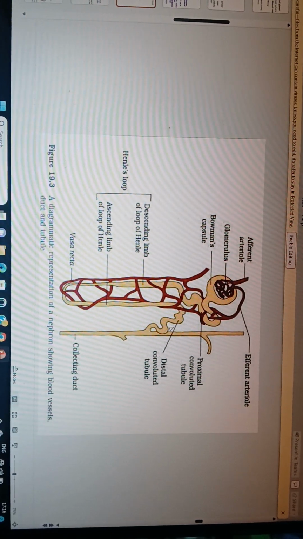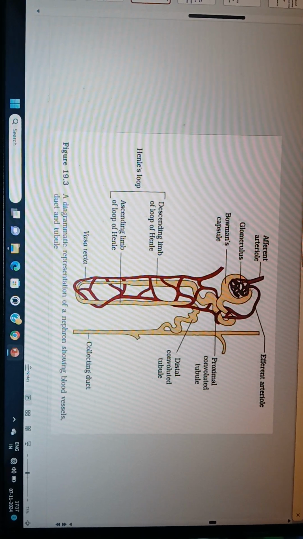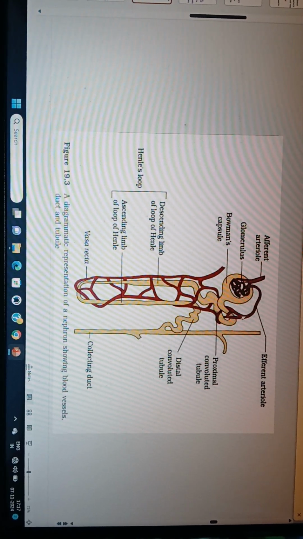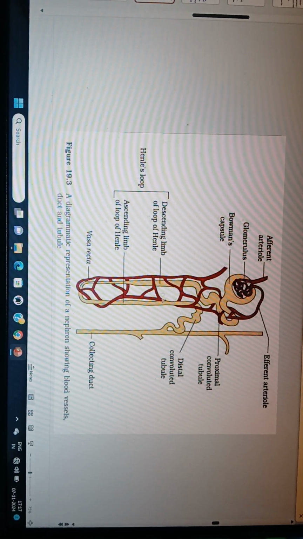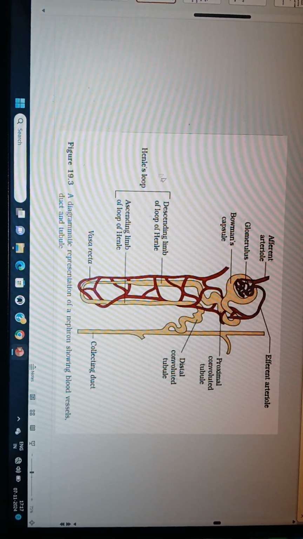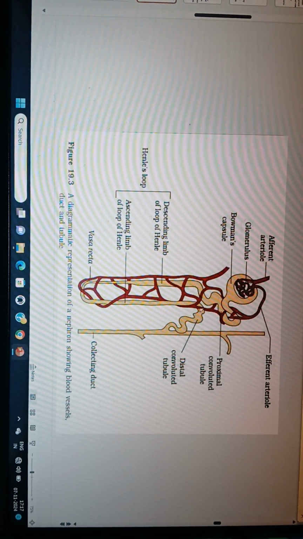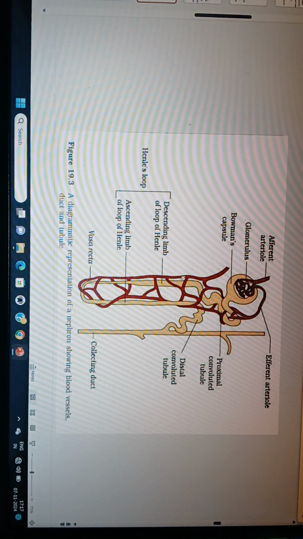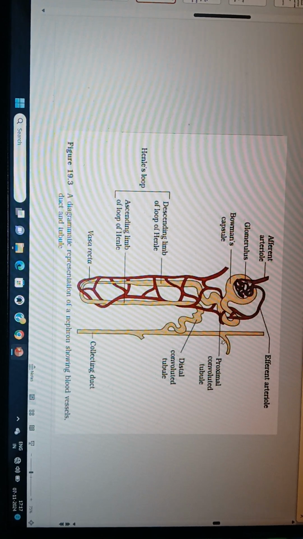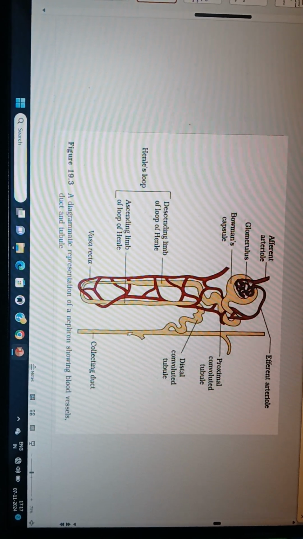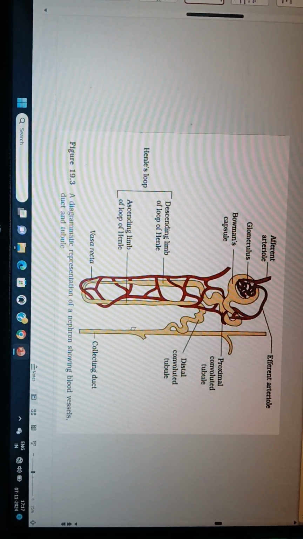Okay, then look, the efferent arteriole, which emerges from the glomerulus, forms capillaries surrounding the loop of Henle. This is known as the vasa recta. And after that the DCT collects in the collecting duct.